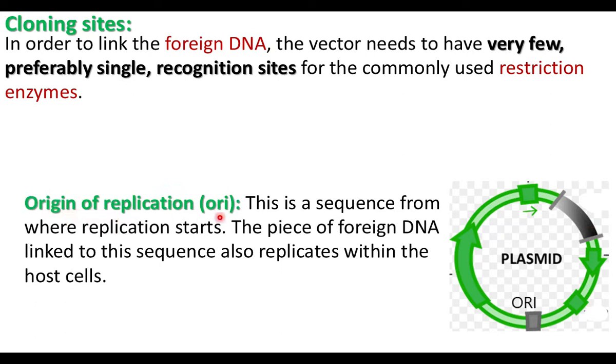Origin of replication, or ORI. This is a sequence from where replication starts. So the piece of foreign DNA linked to this sequence also replicates. So the foreign DNA also makes a copy. It can replicate. So the ORI DNA sequence is very important for a plasmid, cloning vehicle or cloning vector.